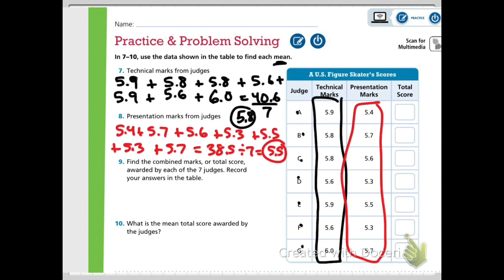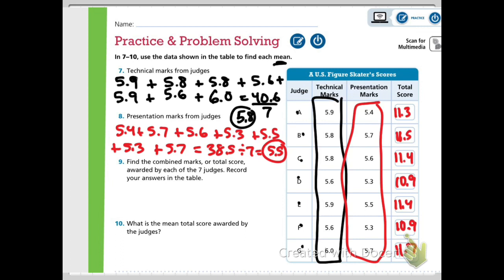Then it says find the combined marks or total score awarded to each. So when we add this together, we would have 11.3. We add this together, it's 11.5. This is 11.4. This is 10.9. This is 11.4. This is 10.9. And this is 11.7. All right, so we recorded our answers in the table.